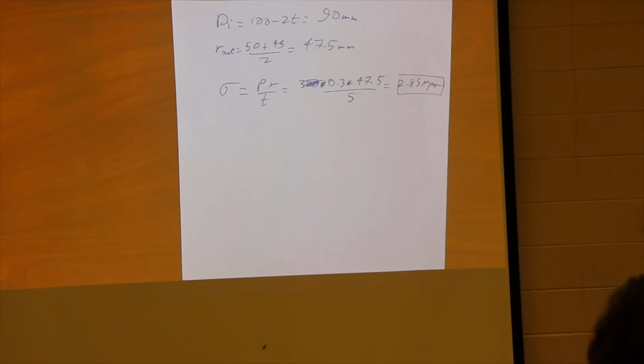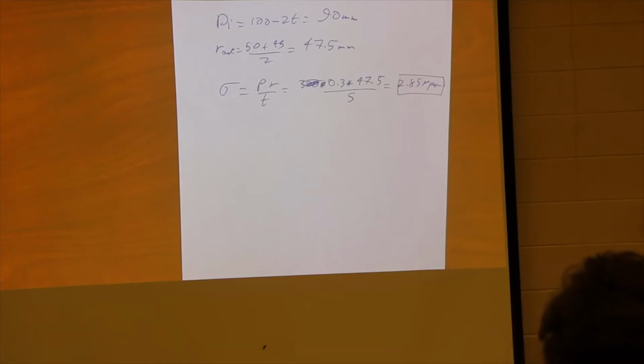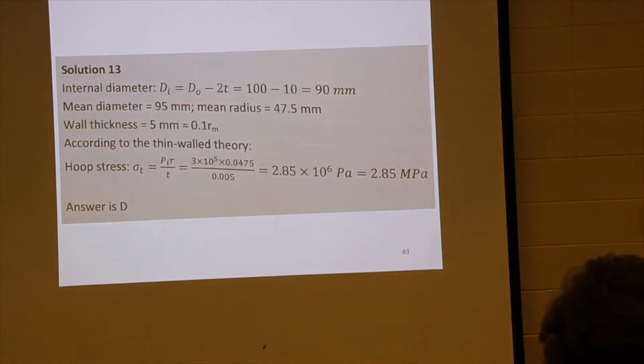As a matter of fact, this book was silly enough that way later on in these questions it will give you the same problem, but will ask you to solve it rigorously, which is not something you're going to take in an exam. But I will just show you how accurate this thin wall theory is. Here it's called hoop stress, although it's asked for circumferential stress. The answer is D.